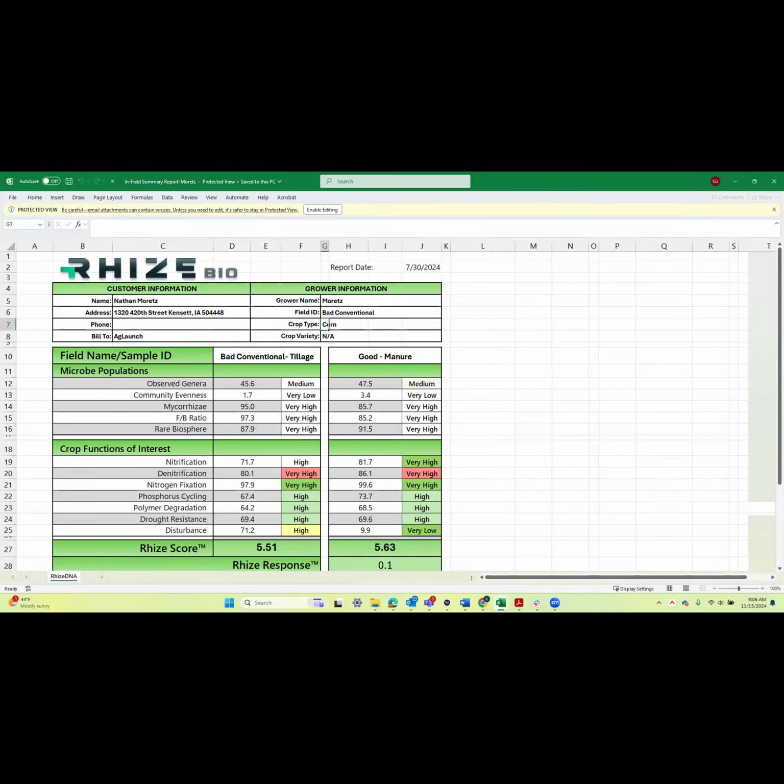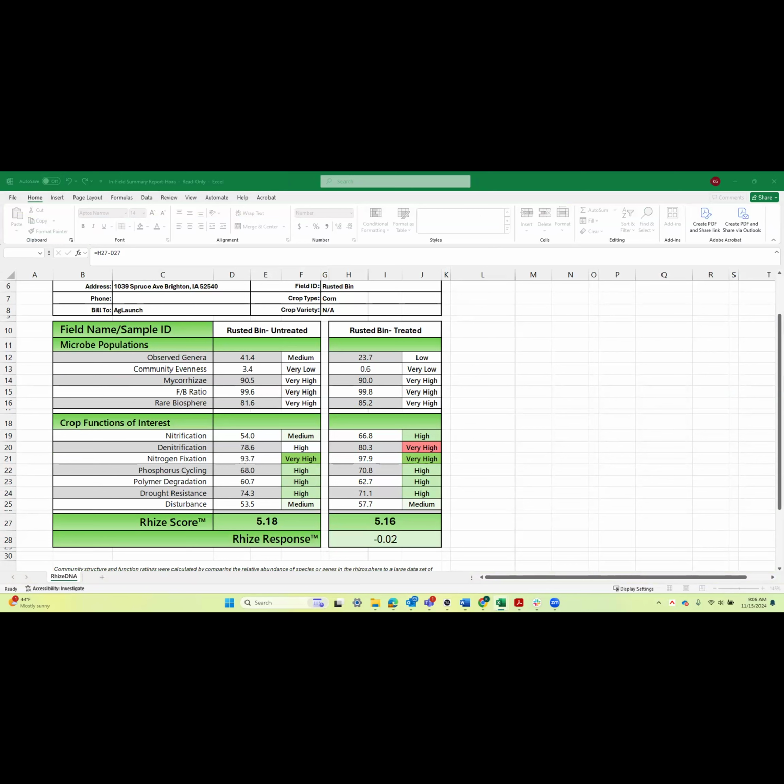And again, some nice high rise scores to start with. Let me pull up Moretz next.